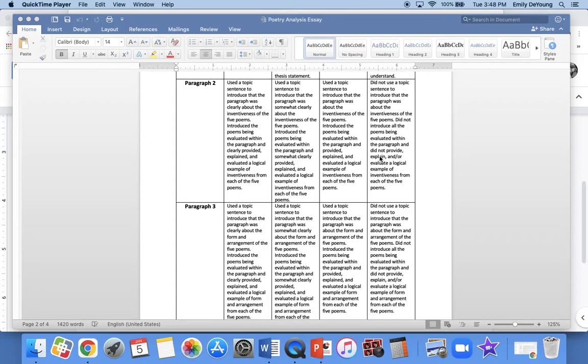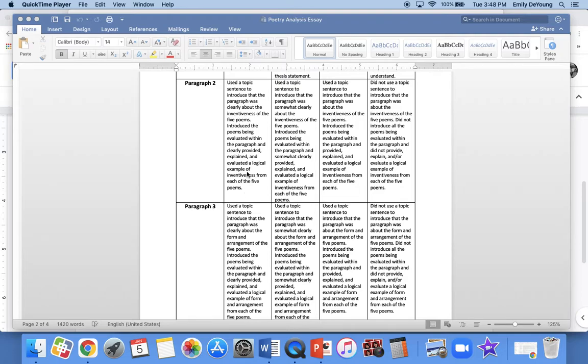For each paragraph, I would recommend going to the rubric to see what you need to do. So, use a topic sentence to introduce that the paragraph is clearly about the inventiveness of the 5 poems. So, I've got to make sure I include something about inventiveness. Introduce the poems being evaluated within the paragraph and clearly provide, explain, and evaluate a logical example of inventiveness from each of the 5 poems.